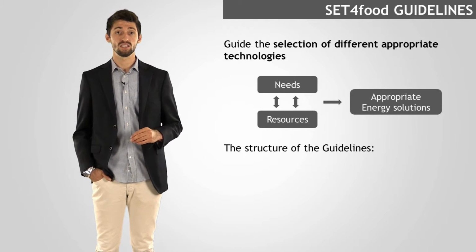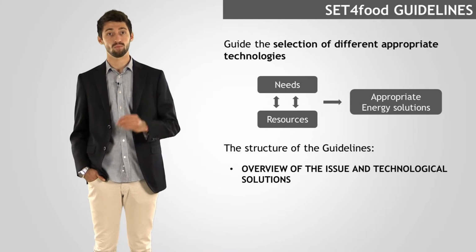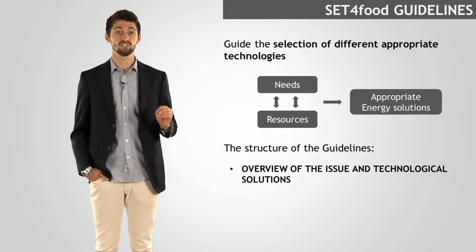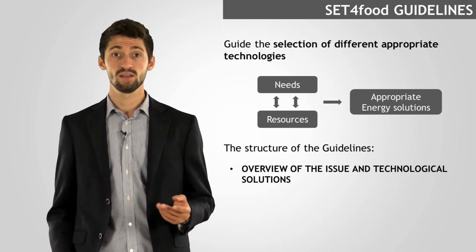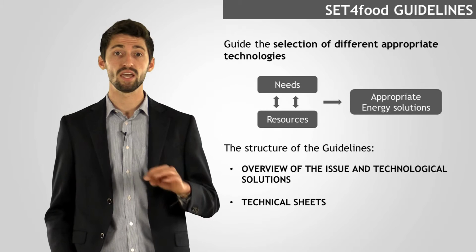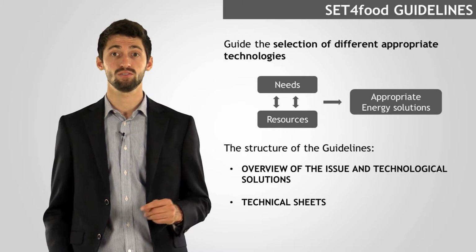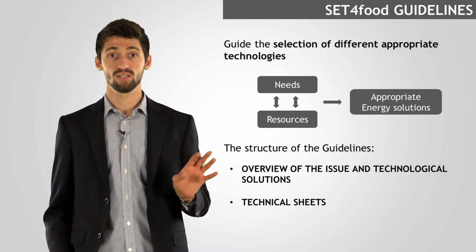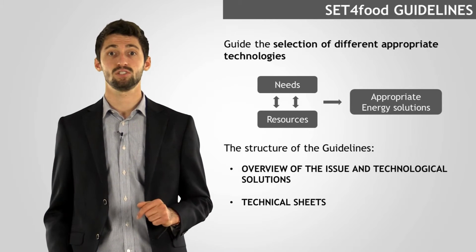The first level is an overview of the problem and of technological solutions, where cooking, food preservation, power generation, water treatment, and water pumping areas are analyzed starting from the specific context of humanitarian interventions. Then, the technical sheets give information about the main characteristics of each technology, as well as indication about the possibility of local construction, warnings and specific requirements, operation and maintenance, and an indication of costs.